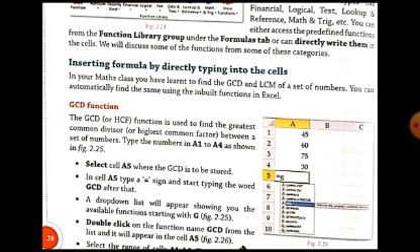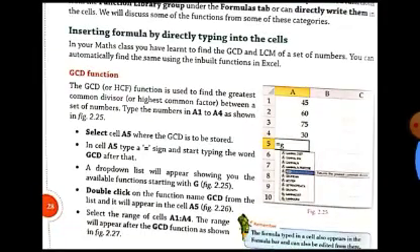A1 to A4 have 4 numbers in the cells as shown in this figure. First of all, select cell A5 where the GCD is to be stored. Our result cell is the A5 cell, where we want to store the GCD.